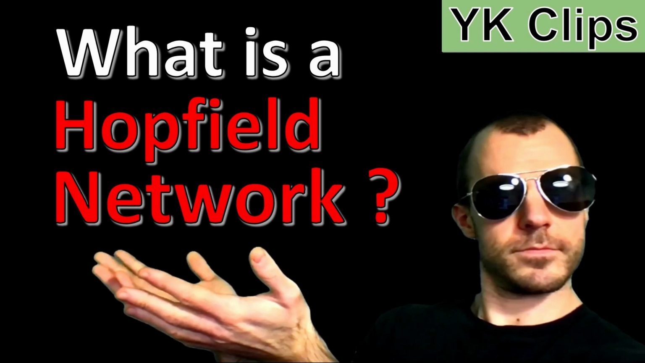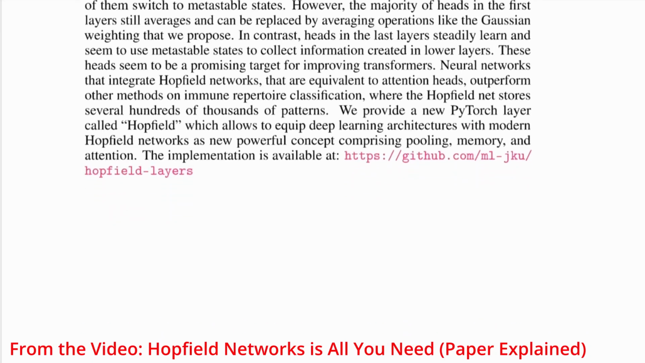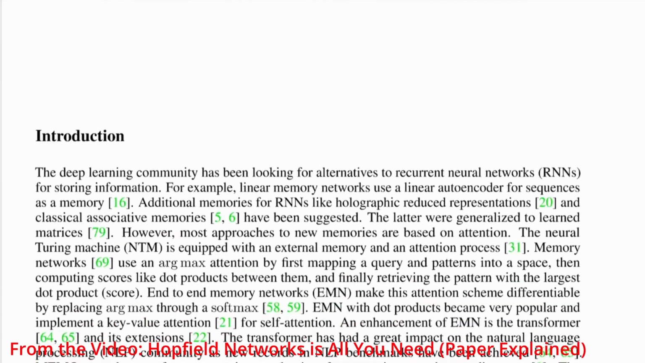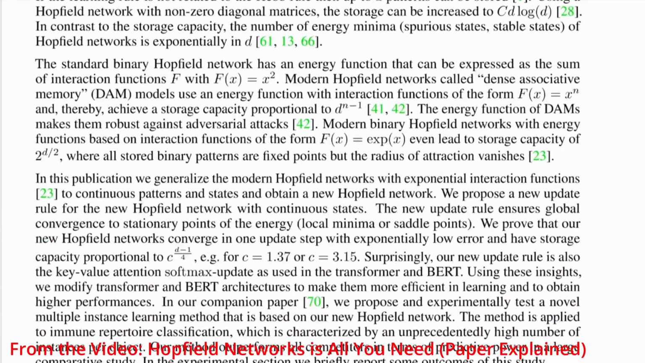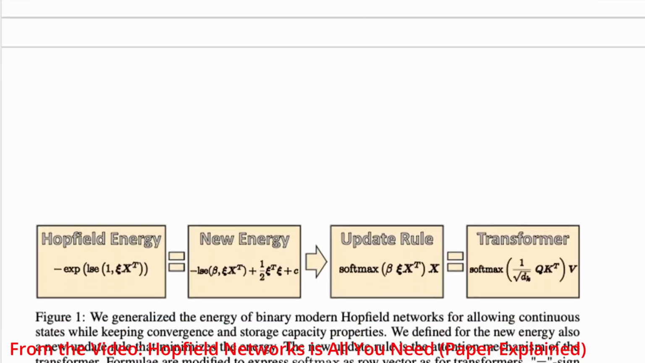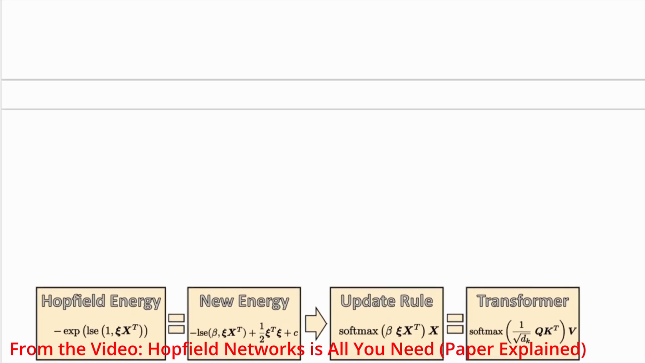So what is a Hopfield network? A Hopfield network is a pretty old style, old conceptualization of a neural network. In a Hopfield network, you can conceptualize it as a bit of a neural network. So let's say we have 5 neurons or something like this.